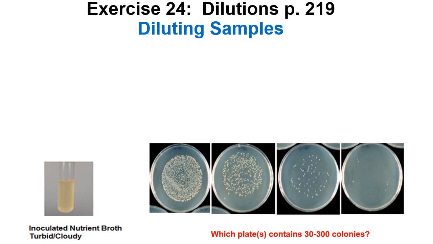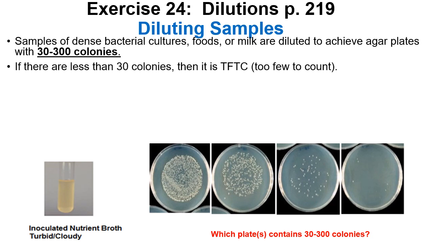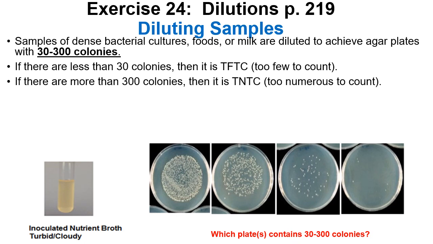Remember, this is very similar to what we did a few weeks ago with a loop dilution. The only difference is we use dilution bottles with exact amounts and pipettes with exact amounts. Samples of dense bacterial cultures, foods, or milk are diluted to achieve agar plates with 30 to 300 colonies. If there are less than 30 colonies, then it is too few to count, and we disregard them. They're statistically not valid. If there are more than 300 colonies, then it is too numerous or too many to count, so we disregard those.